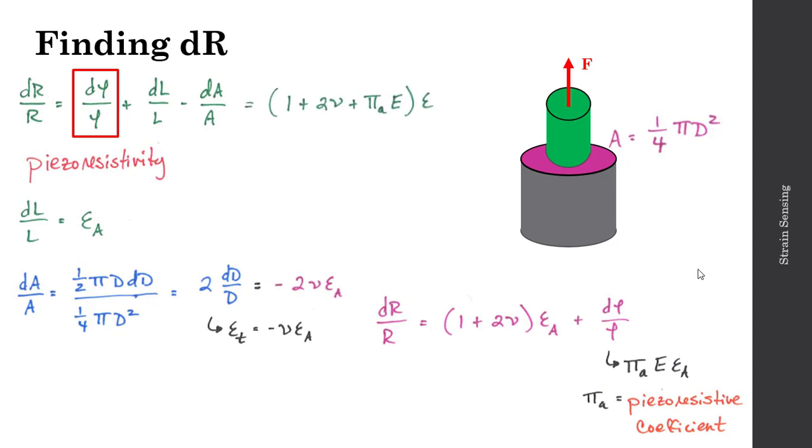So if I wrap up all this information, I can now describe dR divided by R. That's going to be equal to the quantity 1 plus 2 times nu plus pi a times E, all times my strain. What's interesting about this result is that there are really 2 components here. There's a geometric factor, 1 plus 2 times nu, along with a piezoresistive component as well. So depending on the type of strain gauge that you're using, one may tend to dominate the change in resistance more than the other.